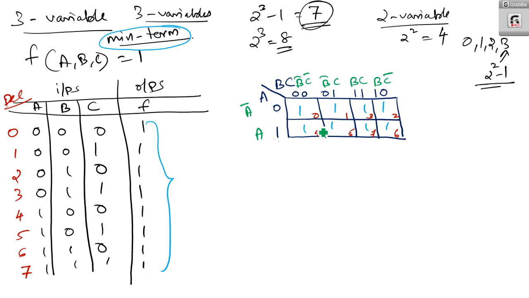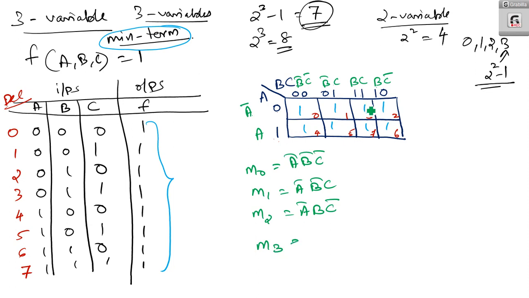Now what is the first minterm? Small m0 you can write as A bar, B bar, C bar. M1 is A bar, B bar, C. M2 is A bar, B, C bar. M3 is A bar, B, C.